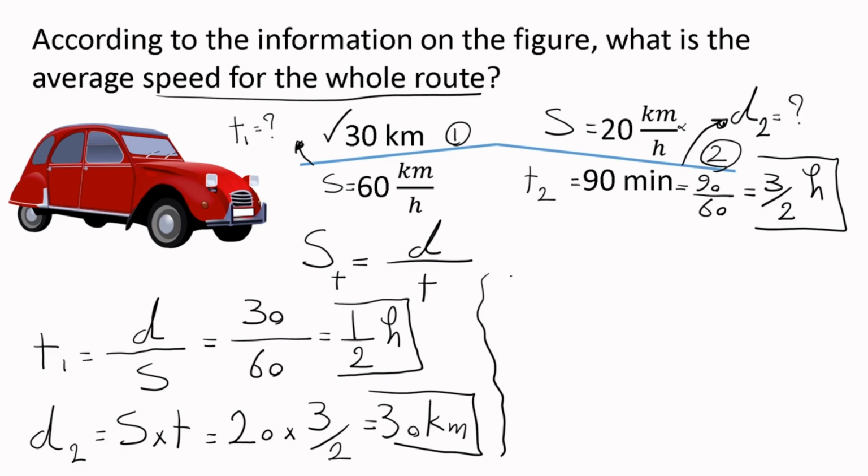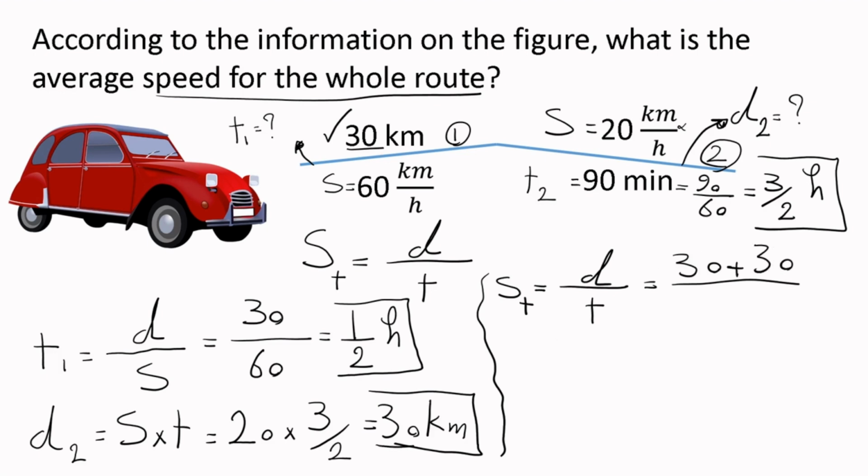Okay, let's return to the main formula and solve this example. S, average speed for the whole route, as I told you, is equal to D over T. I must add distance of each part. Do I have distance of the first part? Yes, it is 30 kilometer. Do I have distance of the second part? No, I didn't have it. But I just calculated that, right? It is 30 kilometer as well.